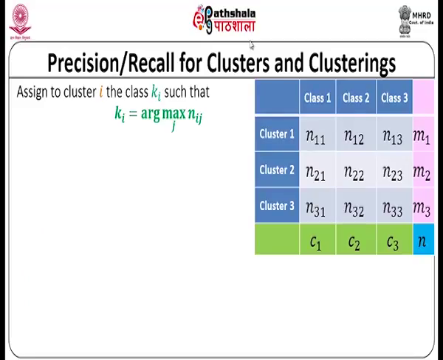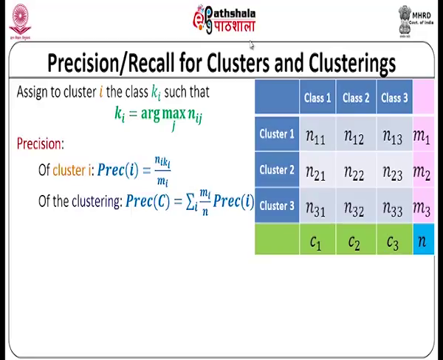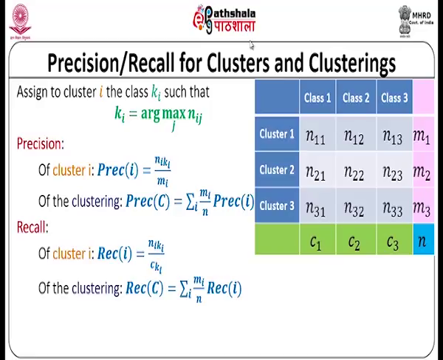So, here we have assigned to cluster i the class K_i such that K_i is equal to the argmax over j of N_ij, and precision of cluster i is as already given. For a clustering, the same way you have to do it for all the clusters and the data points, you have to find the precision. Similarly, recall, we already know recall of i is equal to N_{K_i} by C_{K_i}. So, the recall of the whole clustering, that is C, you have to do for each and every cluster, and the F measure similarly.